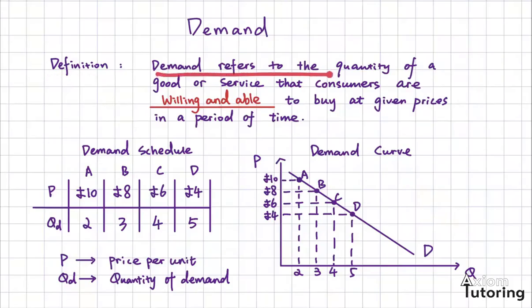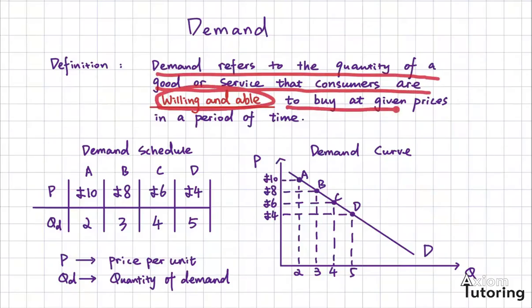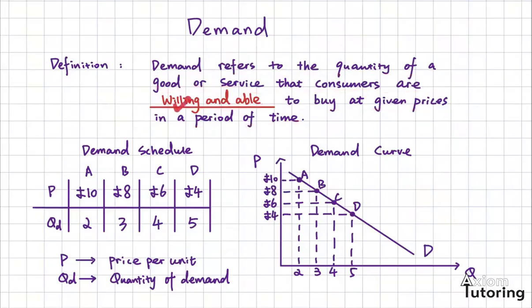Demand refers to the quantity of a good or service that consumers are both willing and able to buy at given prices over a given period of time. So demand isn't just about wanting something, it includes the ability to buy. This is called effective demand.